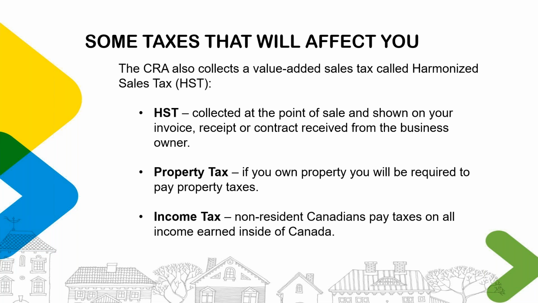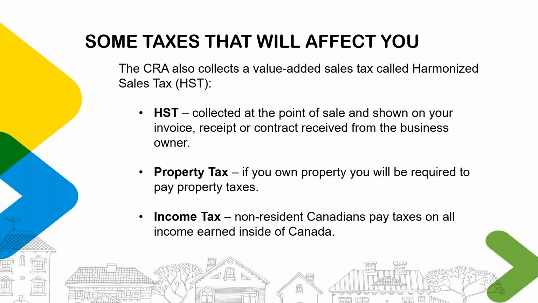Some taxes that will affect you. The CRA also collects a value-added sales tax called the Harmonized Sales Tax or HST. The consumer pays the tax and businesses are generally responsible for collecting and forwarding it to CRA. When you buy goods or services, where HST is applicable, the amount of tax is generally shown on your receipt, your invoice, or the contract you received from the purchase, or it will be there in the sign to tell you how much GST or HST you have paid.